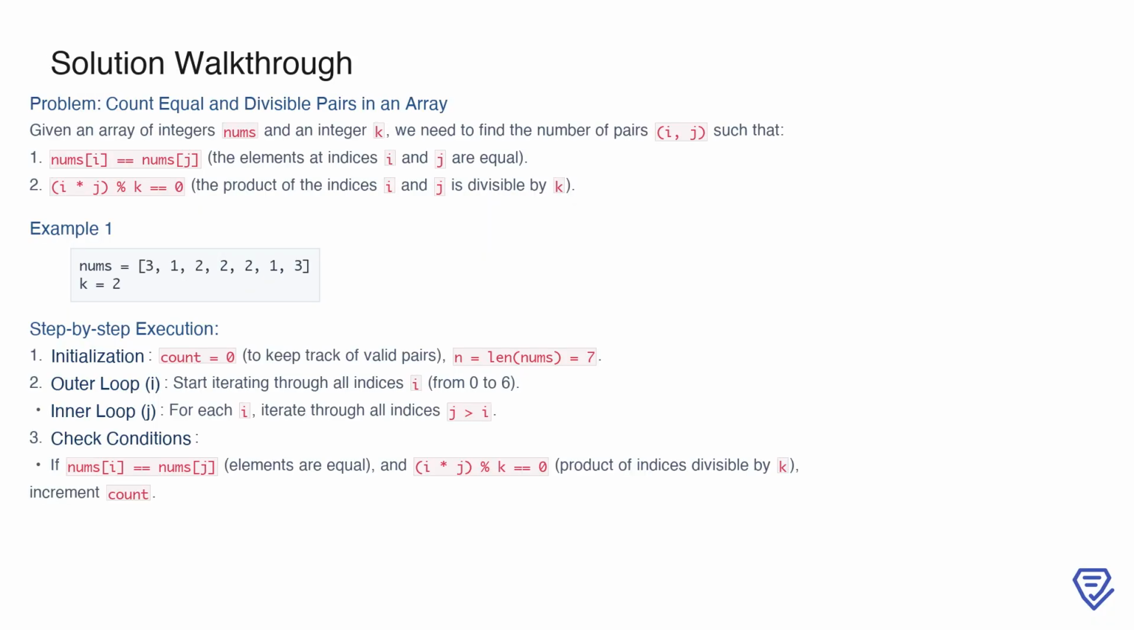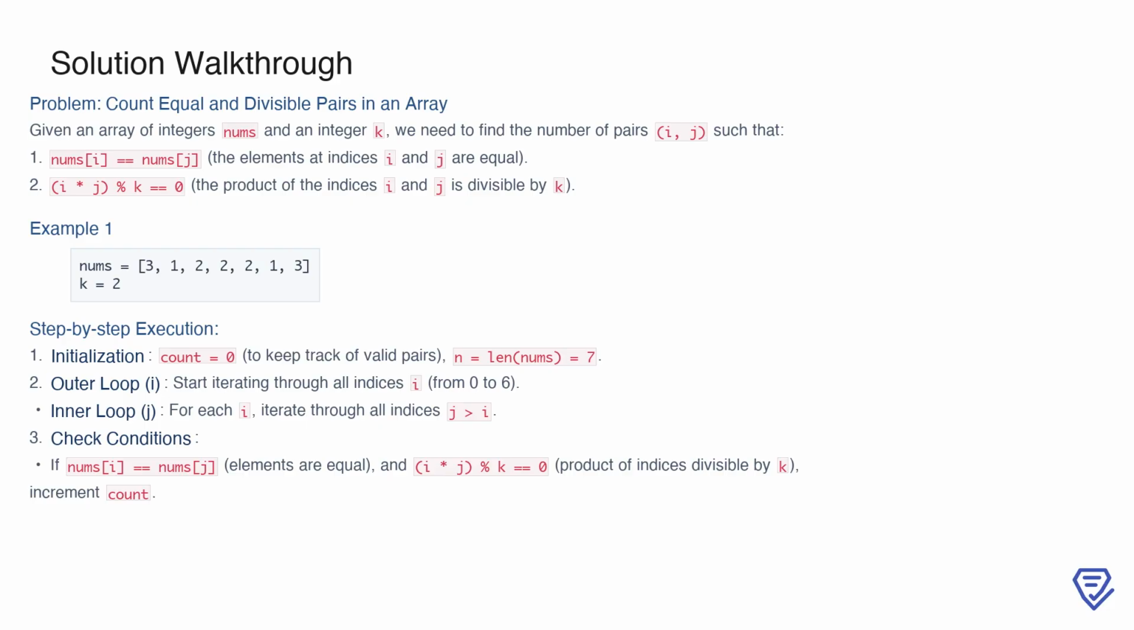To solve this problem, we need to identify pairs of indices (i, j) in the array nums that satisfy two conditions. First, the elements at these indices, nums[i] and nums[j], must be equal. Second, the product of the indices i*j must be divisible by k. We start by initializing a count variable to 0, which will track the number of valid pairs we find. The length of the array, n, is also calculated so we can iterate through all possible pairs efficiently.